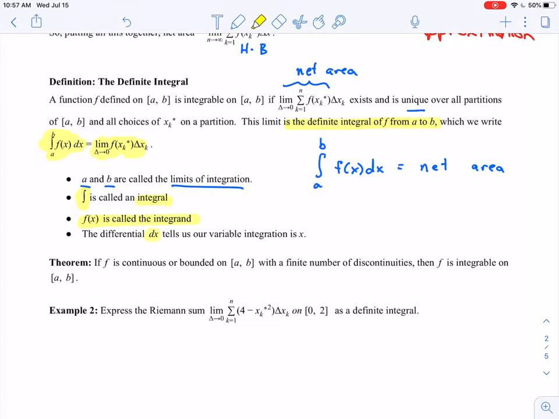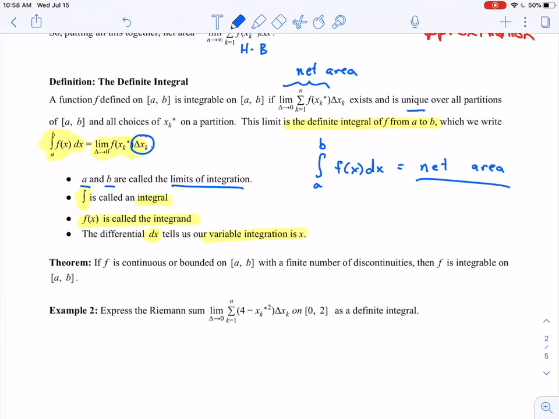And again, that dx, that's the differential. That tells us our variable of integration is x. So what that really represents is this width. It's actually saying this width is getting infinitely small. So as the width of our rectangles gets infinitely small, then we approach our actual net area. But for right now, just know that dx tells us that we're working with the variable x.